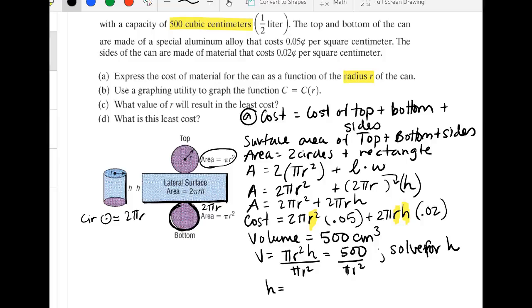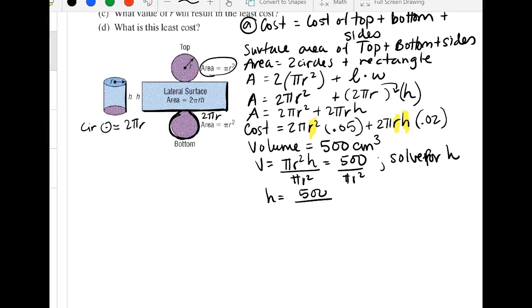So h equals 500 divided by... let's move it up a little bit. Okay, so that's h. And what am I going to do with this? I'm going to substitute this back into here, okay? So now let's write our final equation.